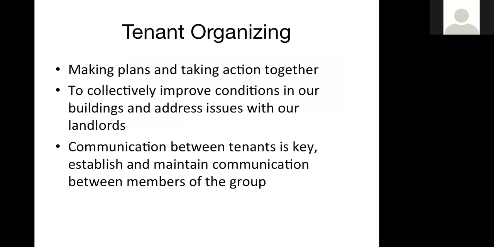All right. So, like we just discussed, organizing is really just making plans and taking action together. We do this to collectively improve conditions in our buildings, and address issues with our landlords. And we talked about how communication between tenants is really the most important thing when you're getting started. You want to establish and maintain communication between members of the group.